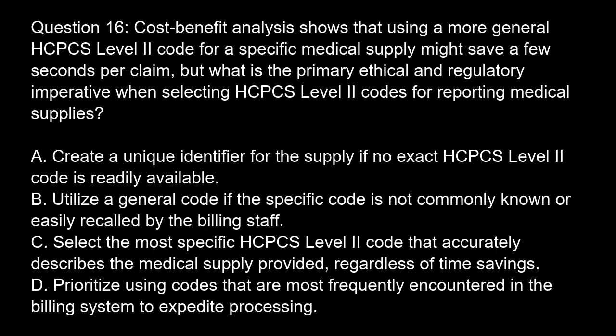Option A. Create a unique identifier for the supply if no exact HCPCS Level II code is readily available. Option B. Utilize a general code if the specific code is not commonly known or easily recalled by the billing staff. Option C. Select the most specific HCPCS Level II code that accurately describes the medical supply provided, regardless of time savings. Option D. Prioritize using codes that are most frequently encountered in the billing system to expedite processing.